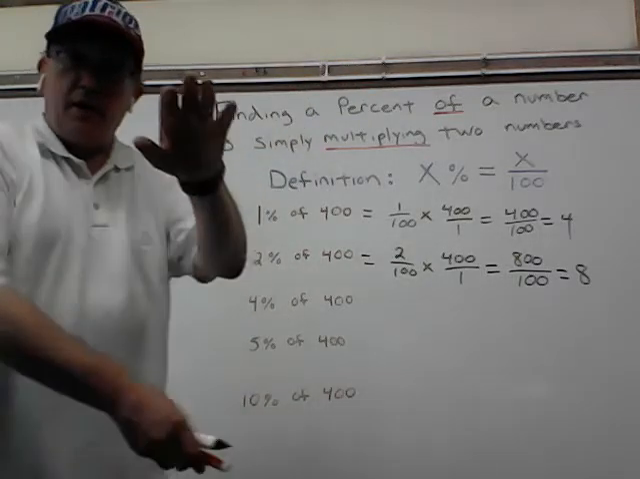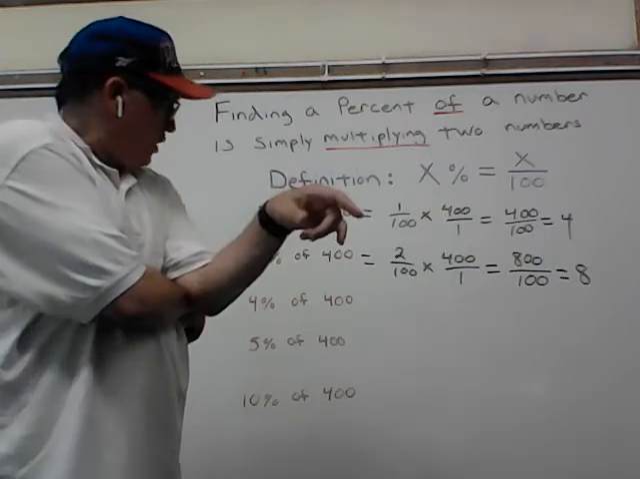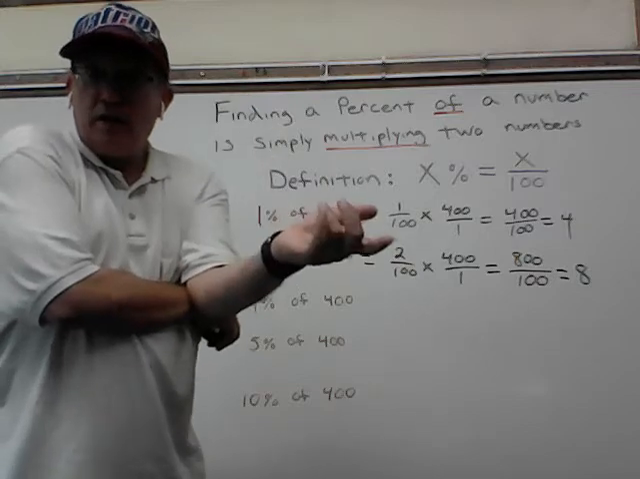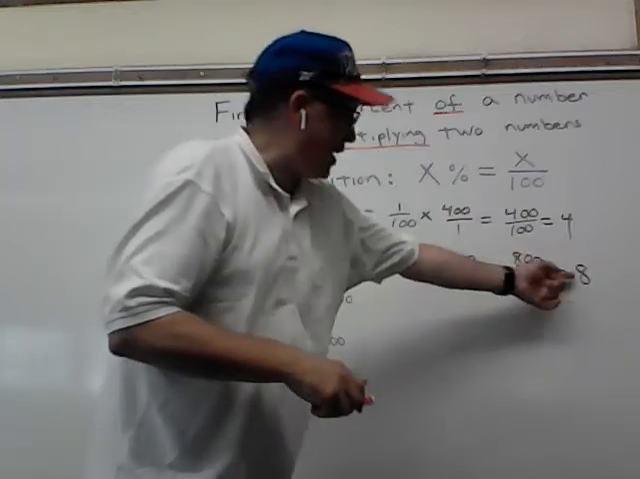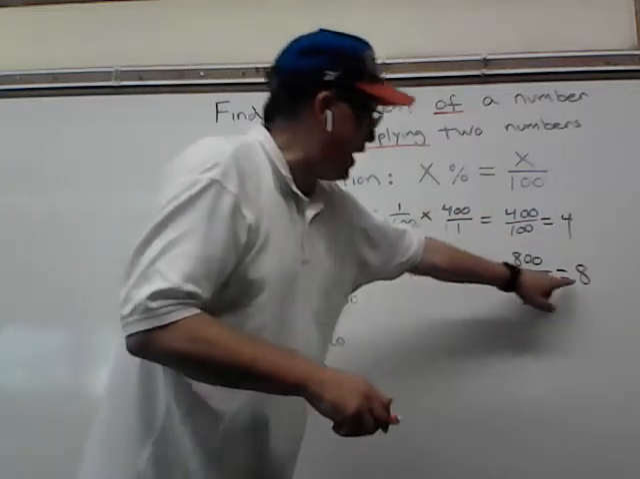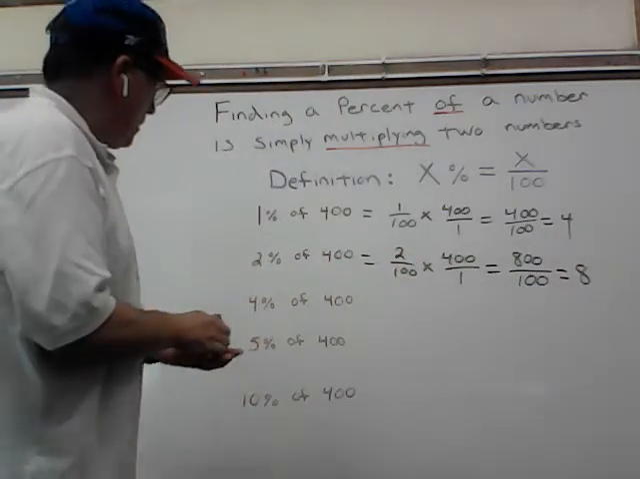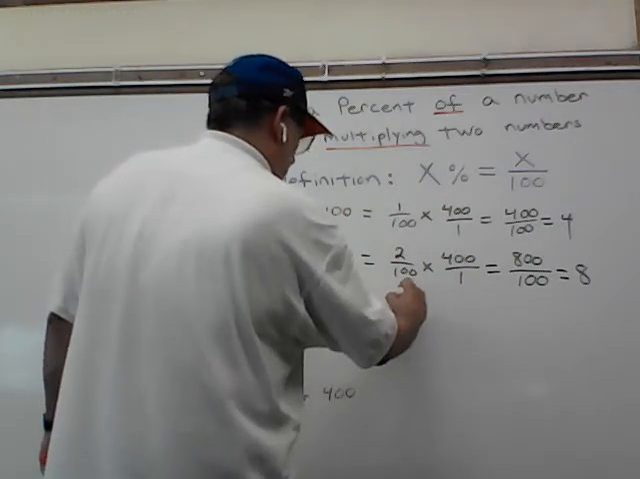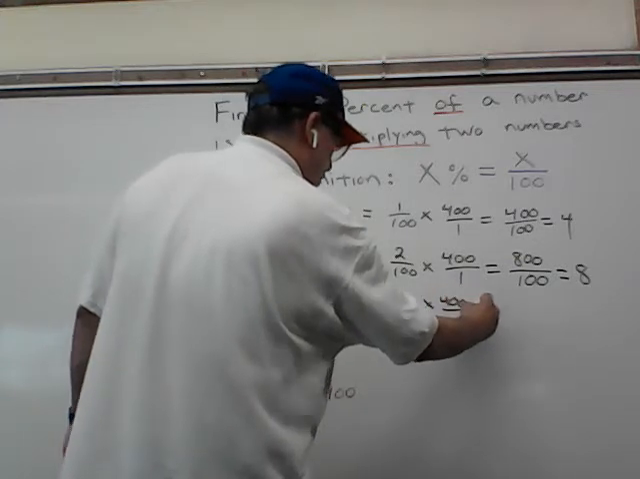And let me make this point. 2% of 400 had to be twice as big as 1% of 400. Right? This should not surprise us that 1% of 400 is 4, so 2% of 400 has to be 2 times that 4, or 8. 4% of 400. 4 over 100 times 400 over 1.